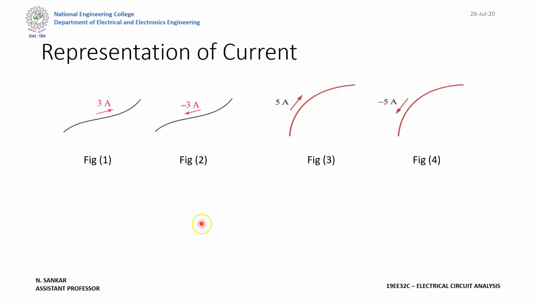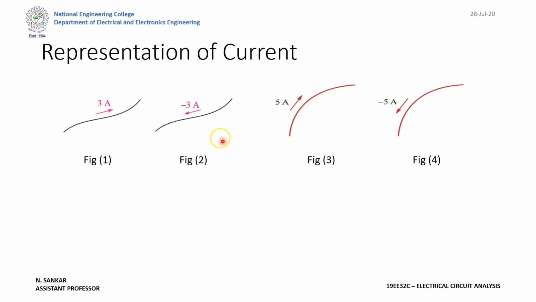You can simply take figure 1 and figure 3. Here, 3 ampere represents the value of current, and this arrow gives the direction. The current is moving from this point to this point, so that's why it is represented in a positive manner. Similarly for 5 ampere, 5 ampere current is moving from this point to this point, and the arrow indicates it.